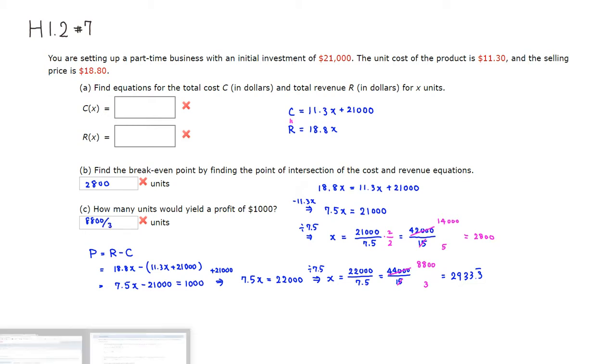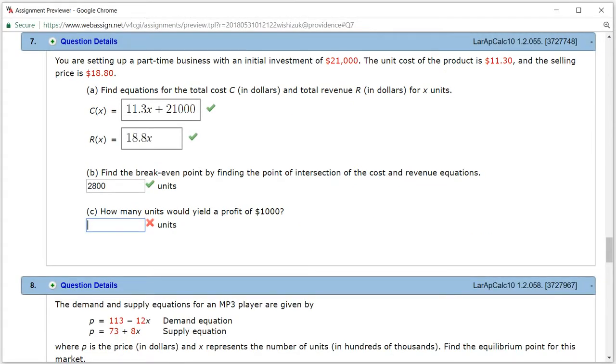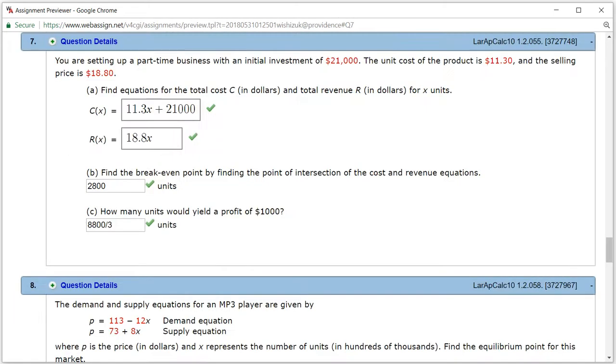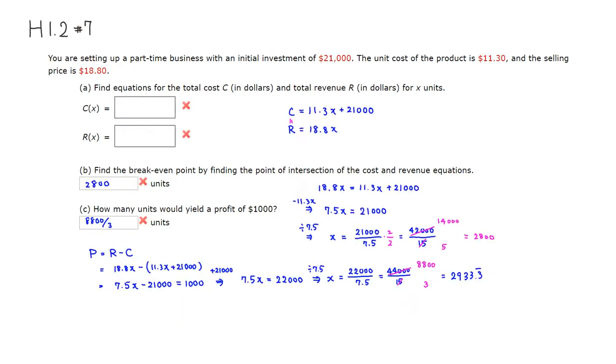So let's go back and enter 88,000 over 3. Let's check the answer and submit for testing. It came back and looks like we got this one correctly. That's it. I hope that this was clear.